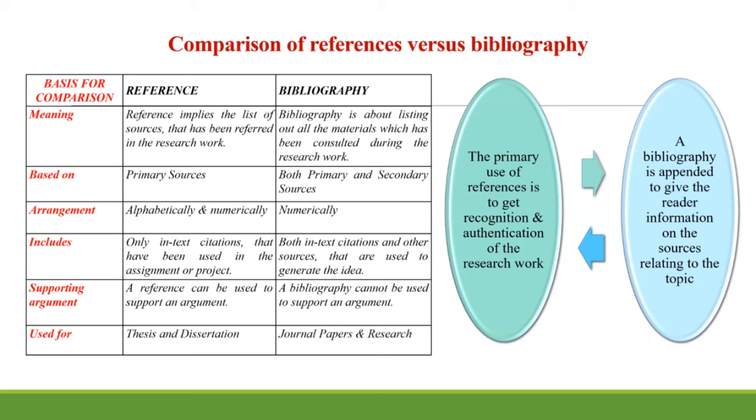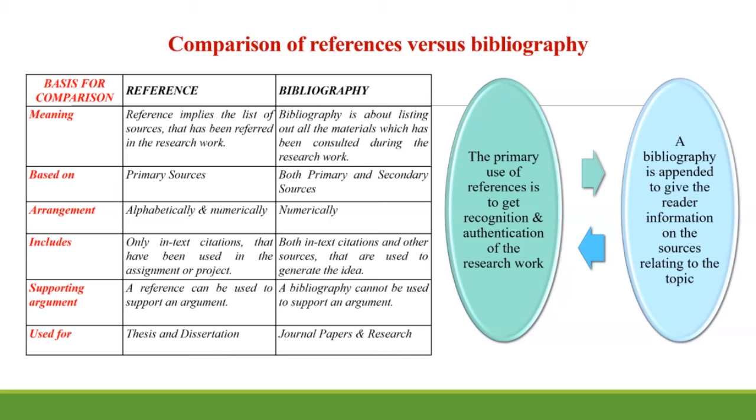Arrangement: a reference is arranged both alphabetically and numerically, while a bibliography is only arranged numerically. A reference includes only in-text citations that have been used in the assignment or project. Like in the previous slides, we saw what in-text citations are. They can be mentioned in brackets or as superscript numericals also. And the reference will include only those that are specifically mentioned in your assignment or project, while a bibliography includes both in-text citations and other sources that are used to generate the idea, like we have already discussed.